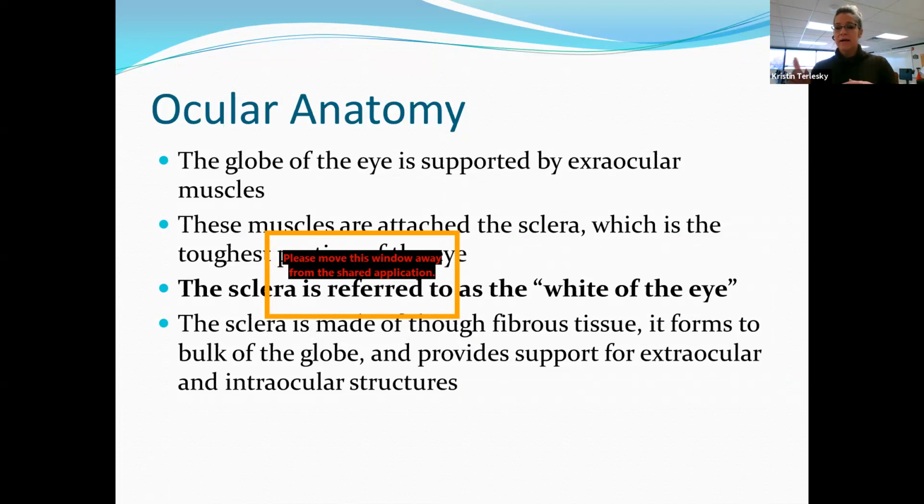So sclera is the white. Looking in the mirror, see the white part of the eye, that's your sclera. That's made up of really tough fibrous tissue. That's why it's the toughest part of the eye, and it forms the bulk of the globe. Okay, so it's going to be support for a lot of those other structures that are in the eyeball.